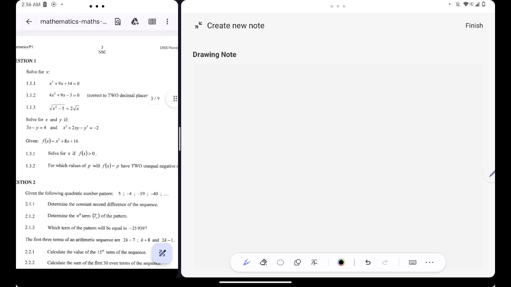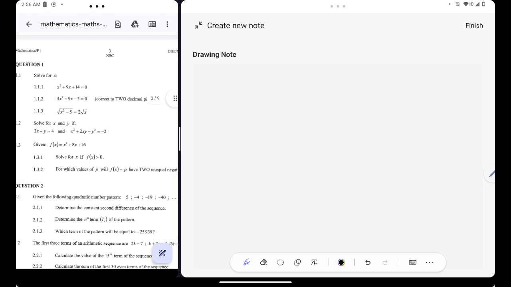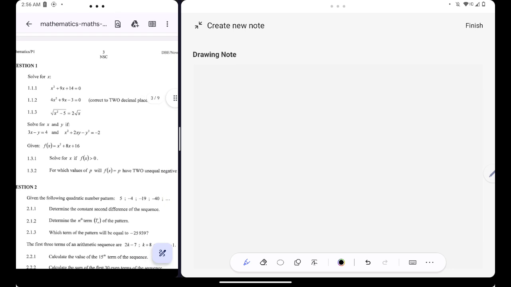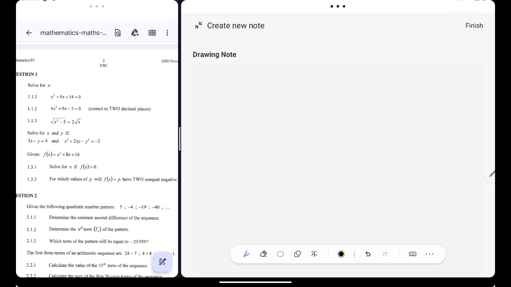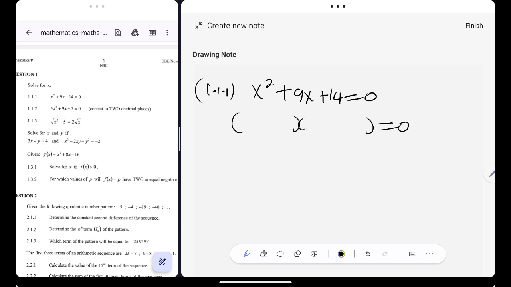Let's go. Question 1.1. You're supposed to solve x. Are we together? Question number 1.1.1. I'm supposed to solve x when I'm given 9x plus 14 is equal to 0. There are steps of solving x, guys. If you're still struggling with that, please go and listen to lesson number 1.